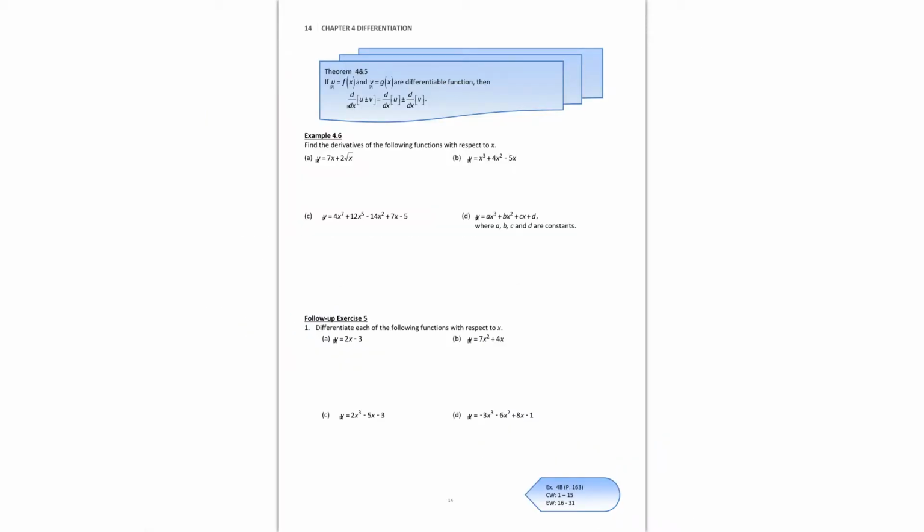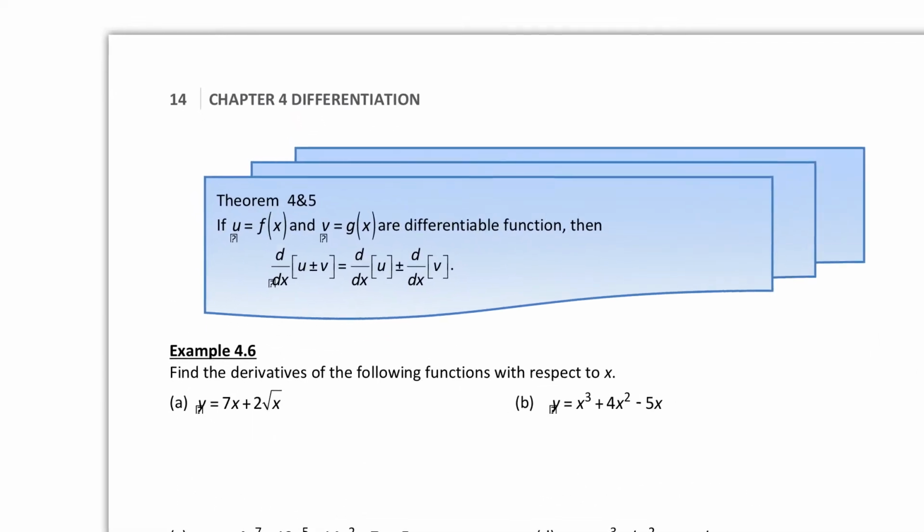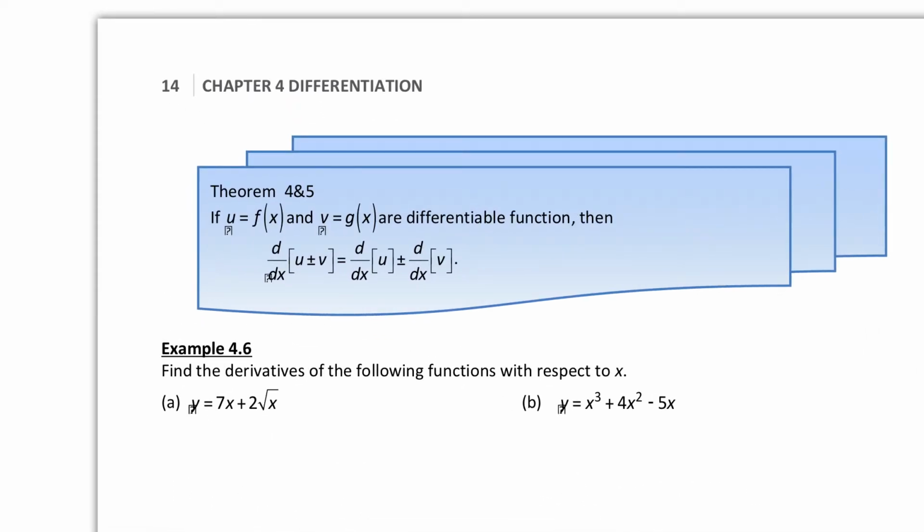Let's see one more property, one more theorem. If we have two functions, for example, one is f of x, another is g of x. If we want to find the derivative of the addition or subtraction of these two functions, we can find it separately and then add them together or subtract them. So what is the use of this theorem? Just like example 4.6.